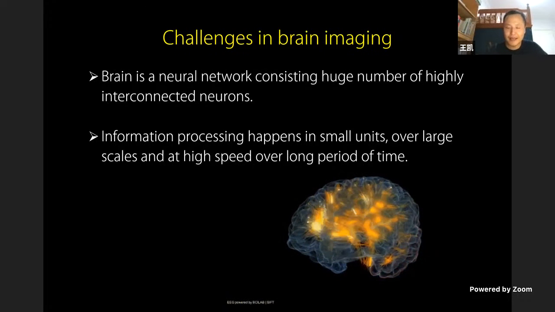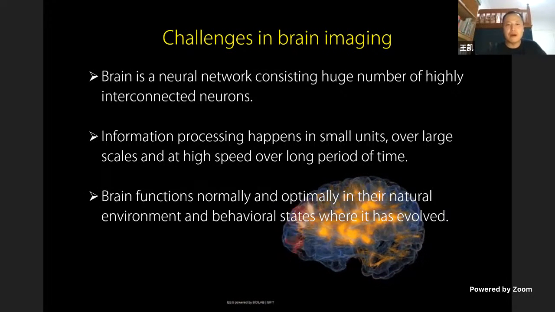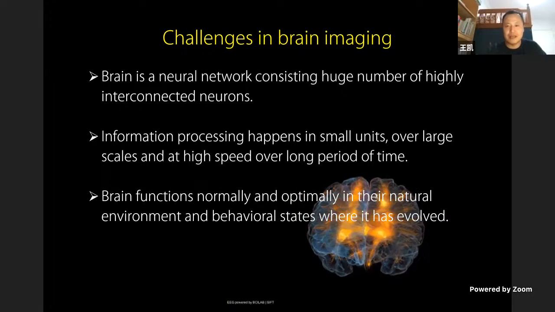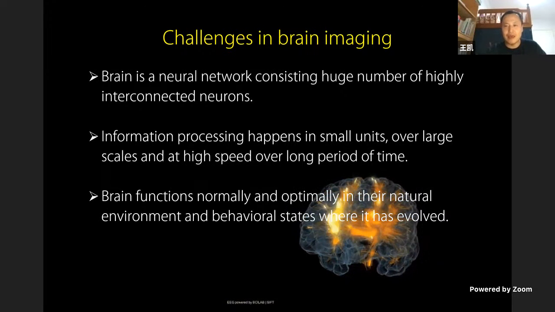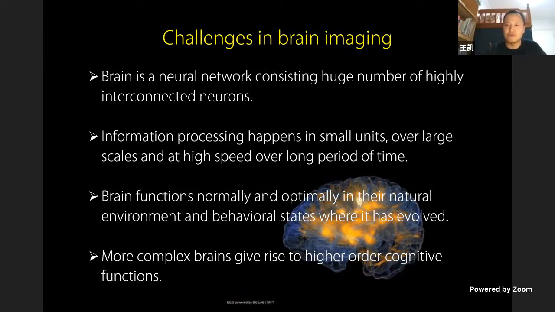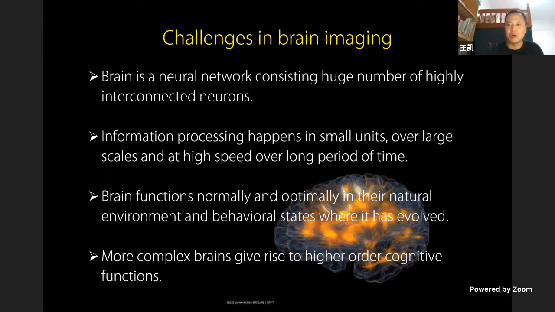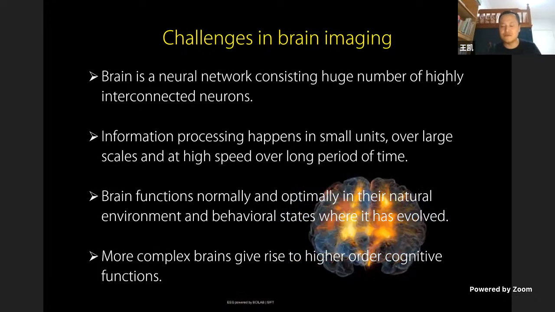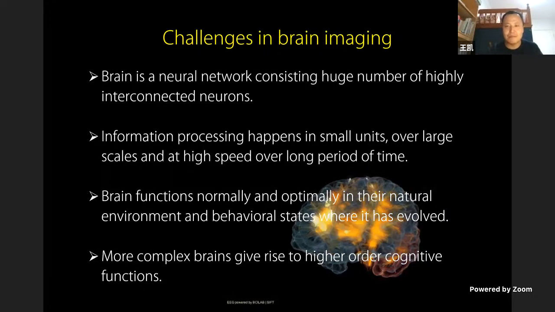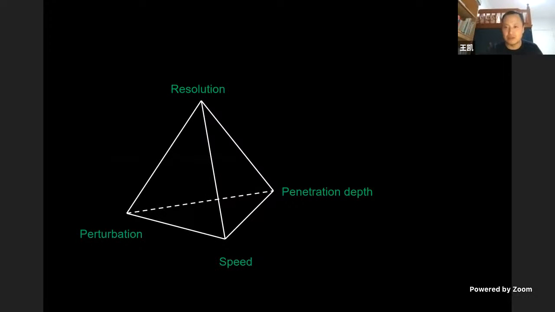Even more so, usually the brain functions optimally in its natural environment and behavioral states. And also, if you want to study some higher order cognitive function, you have to use higher order animal models, etc. So all those very challenging requirements are very hard to be met by a universal optical imaging solution. So modern optical imaging technologies are developed to meet certain requirements.